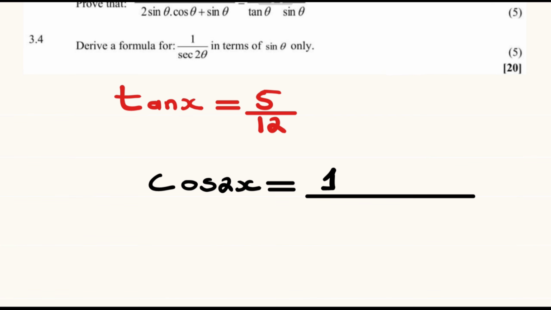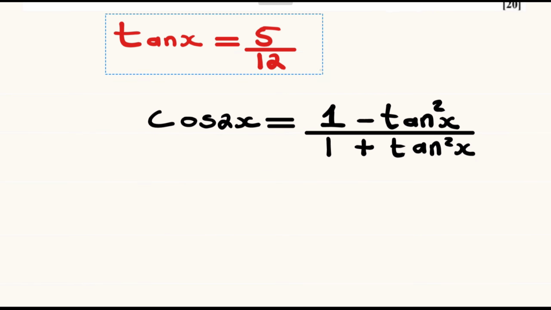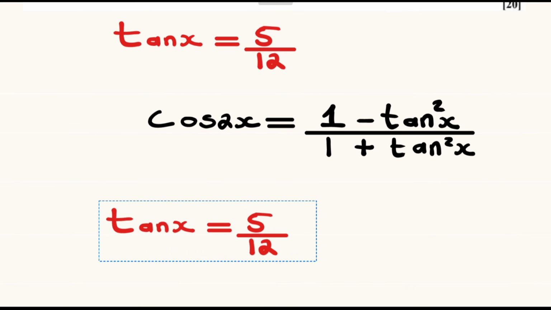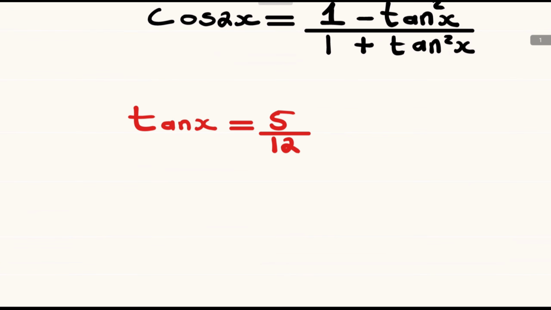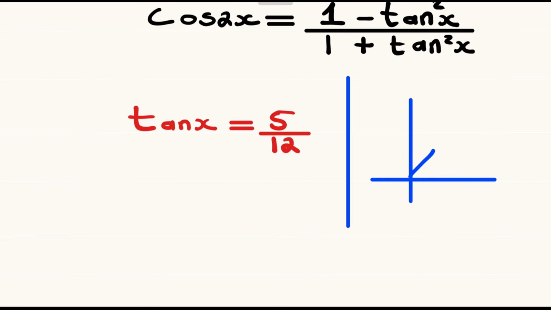One of the rare trigonometric identities that we can use is the fact that cos 2x is equal to 1 minus tan squared x divided by 1 plus tan squared x. If you are familiar with this trigonometric identity, you can use it. If not, then we do it the traditional way. So let's draw our quadrant. We are told that x is an acute angle, so we are in the first quadrant.